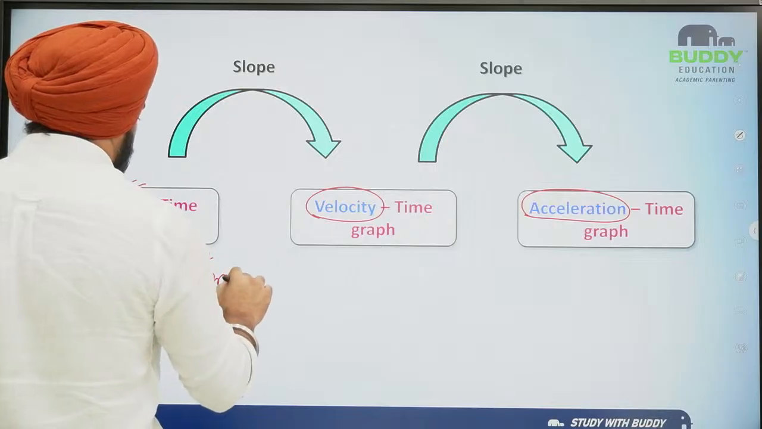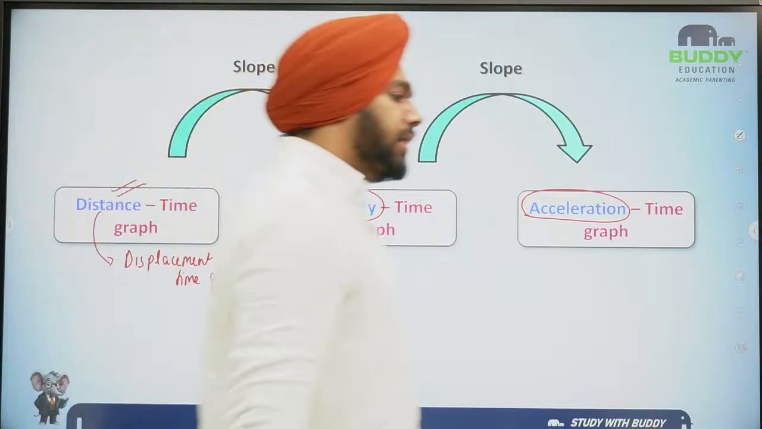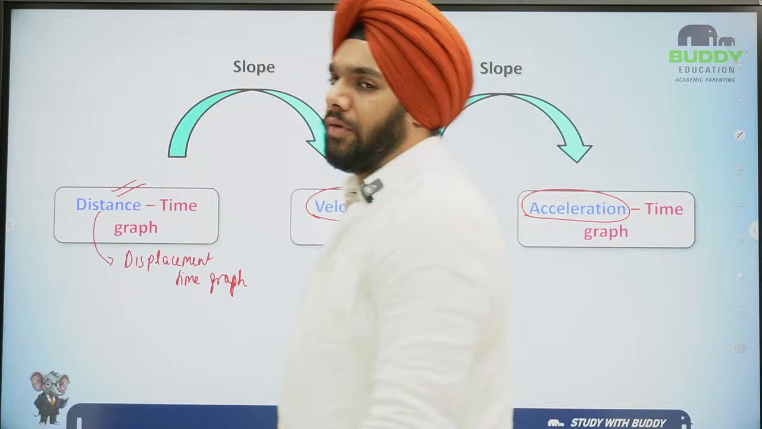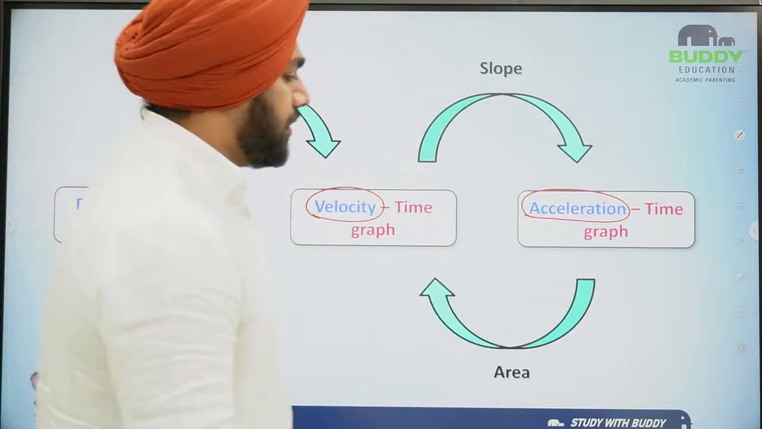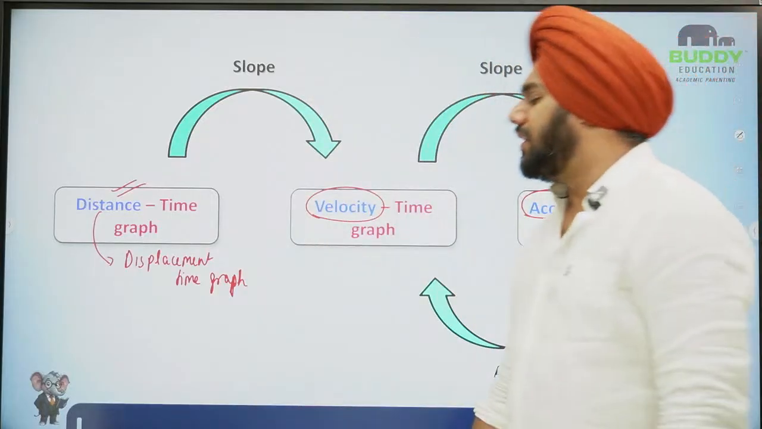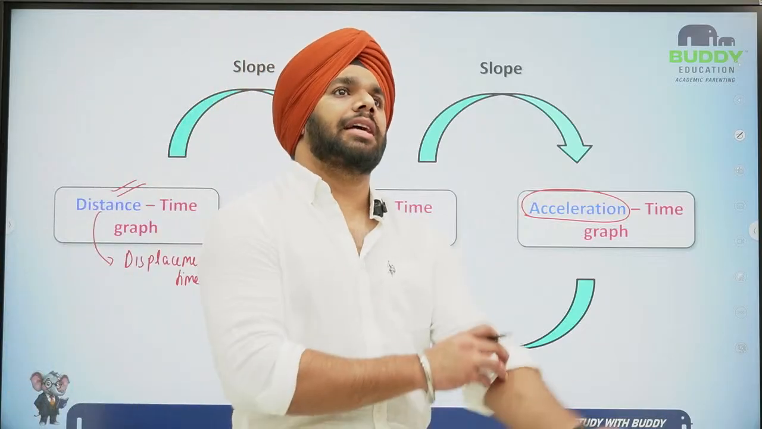So now this is even better to say that the slope of the displacement time graph will give you velocity, and the slope of the velocity time graph will give you acceleration. The area covered under the acceleration time graph. Like in 9th class, usually we don't discuss the acceleration time graph.